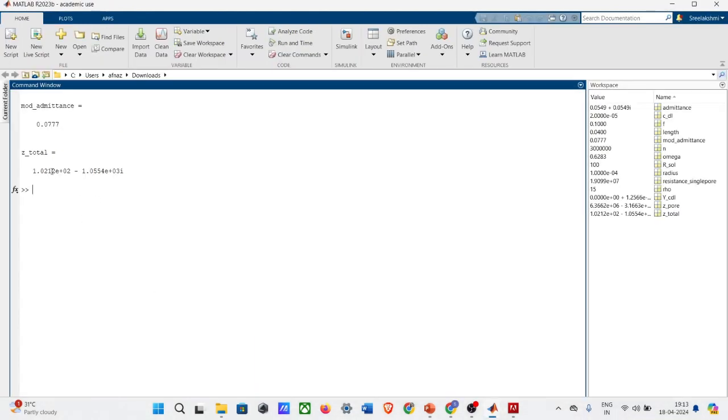So here my answer: the real part is 102.12 and the imaginary part is 1055.4. In fact, the imaginary value has increased. Okay, so that's the answer I'm getting. This is the imaginary part.